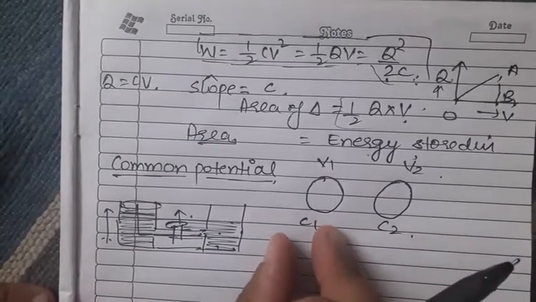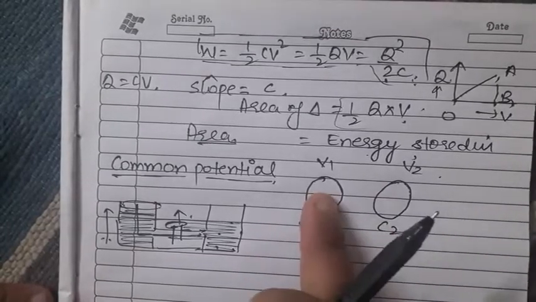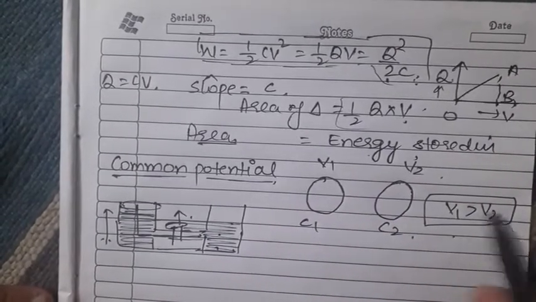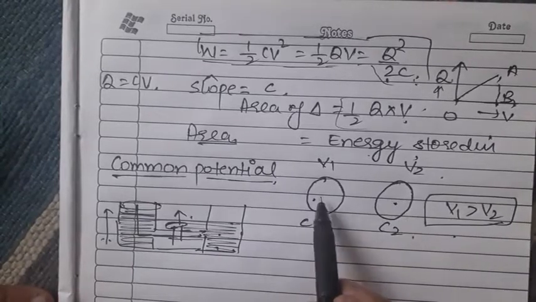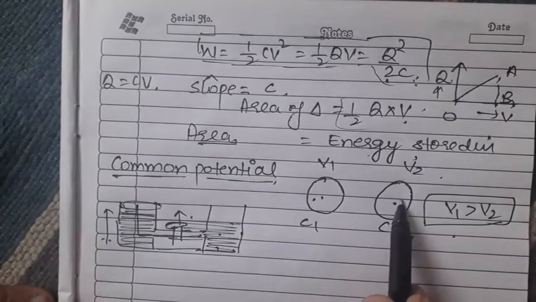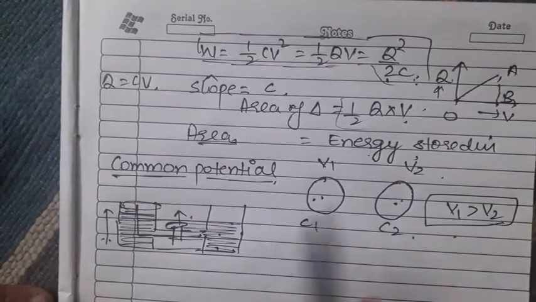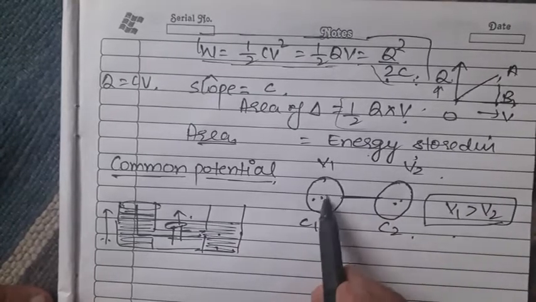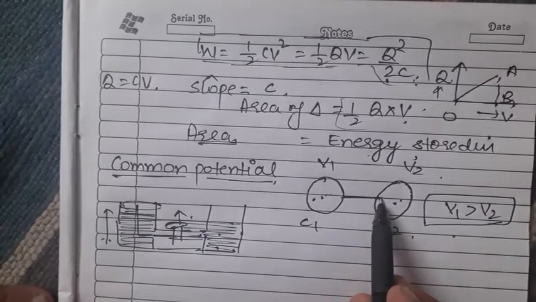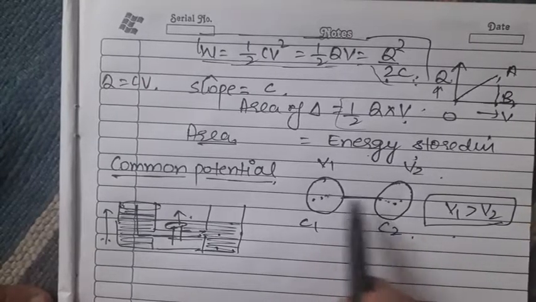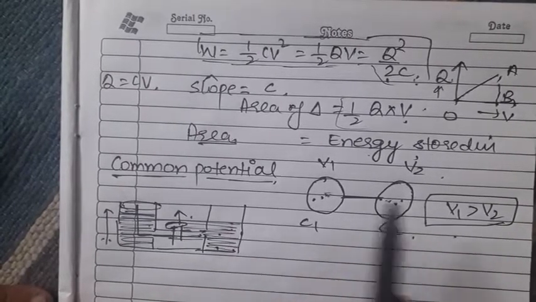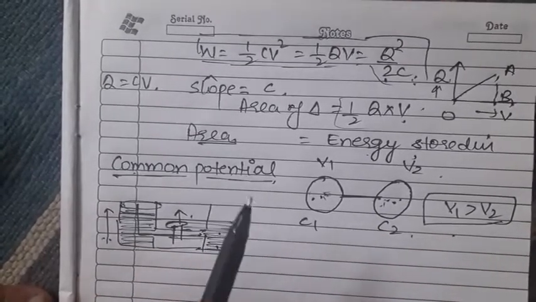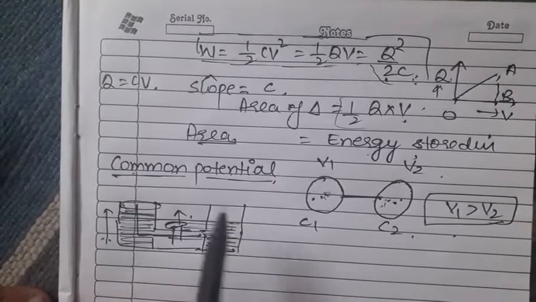Here I suppose there are two conductors of capacity C1 and C2. One is at V1, and I suppose that V1 is greater than V2. It means this one is at high potential, but this one is at low potential. The charge will flow from high potential to low. Until when? Until the potential of both becomes the same. That same potential which is attained by these two conductors is called common potential. Clear? What is common potential?